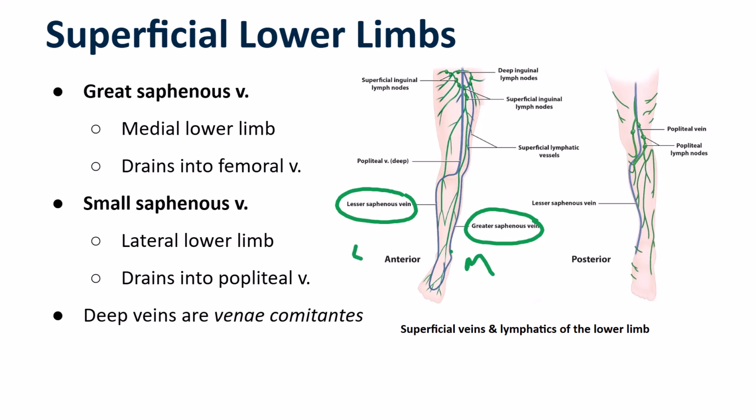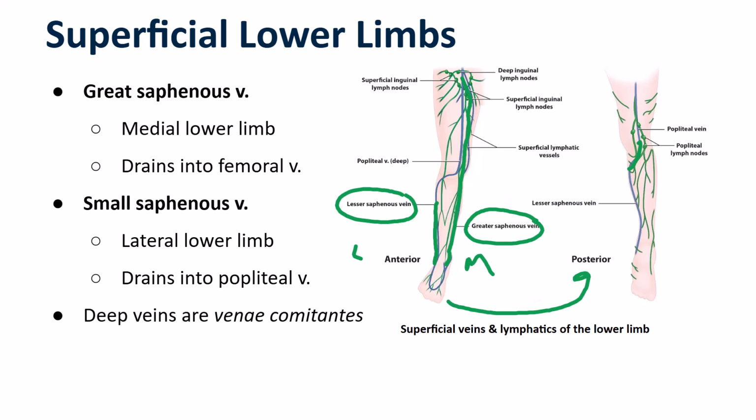And the greater saphenous vein is very closely related to the medial malleolus. Very constant relationship there. And what it will do is ascend the medial aspect of the lower limb, and it will drain into the femoral vein within the femoral triangle. The small saphenous vein ascends laterally on the leg, and now let's go to the posterior view here, where it is going to join the popliteal vein within the popliteal fossa.